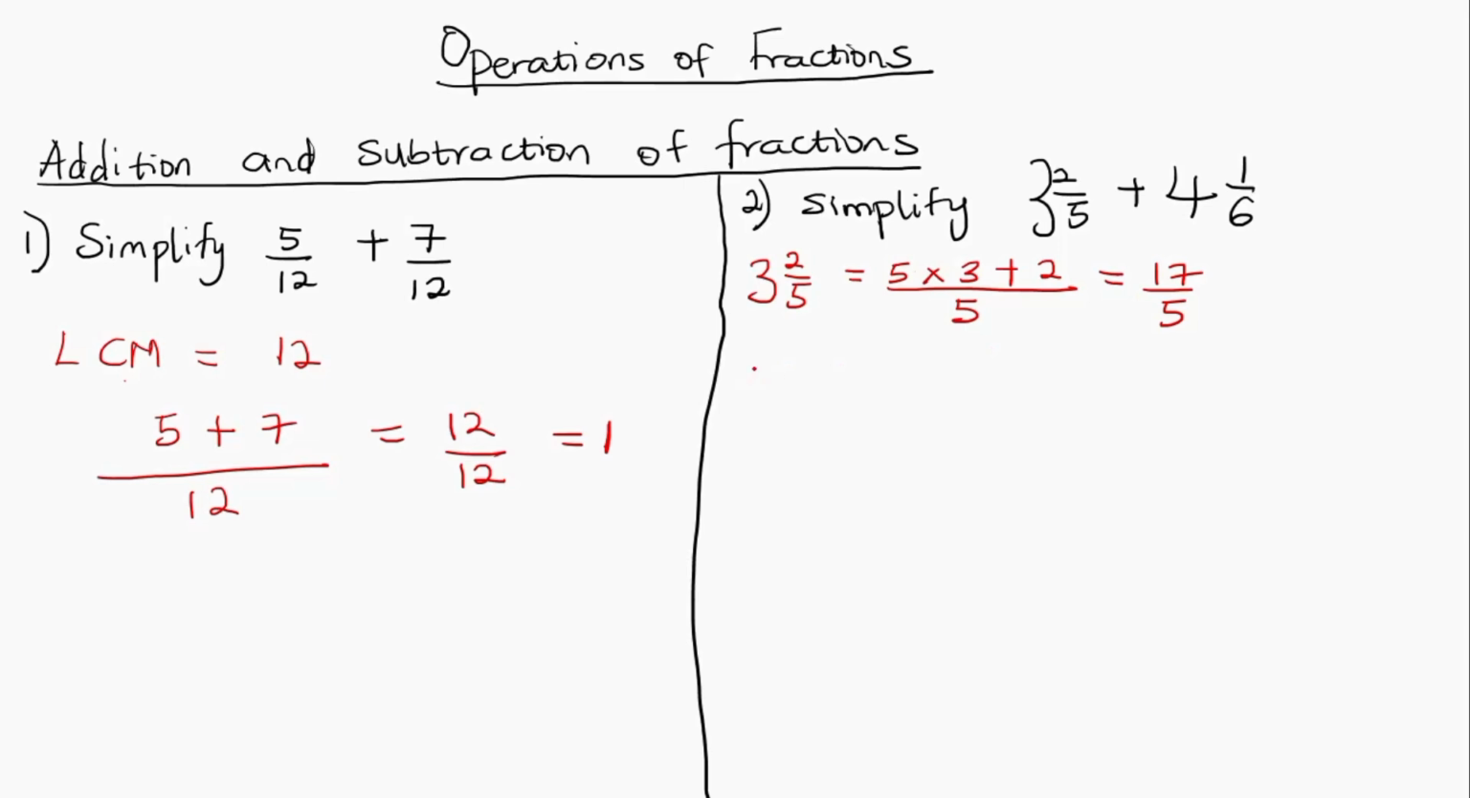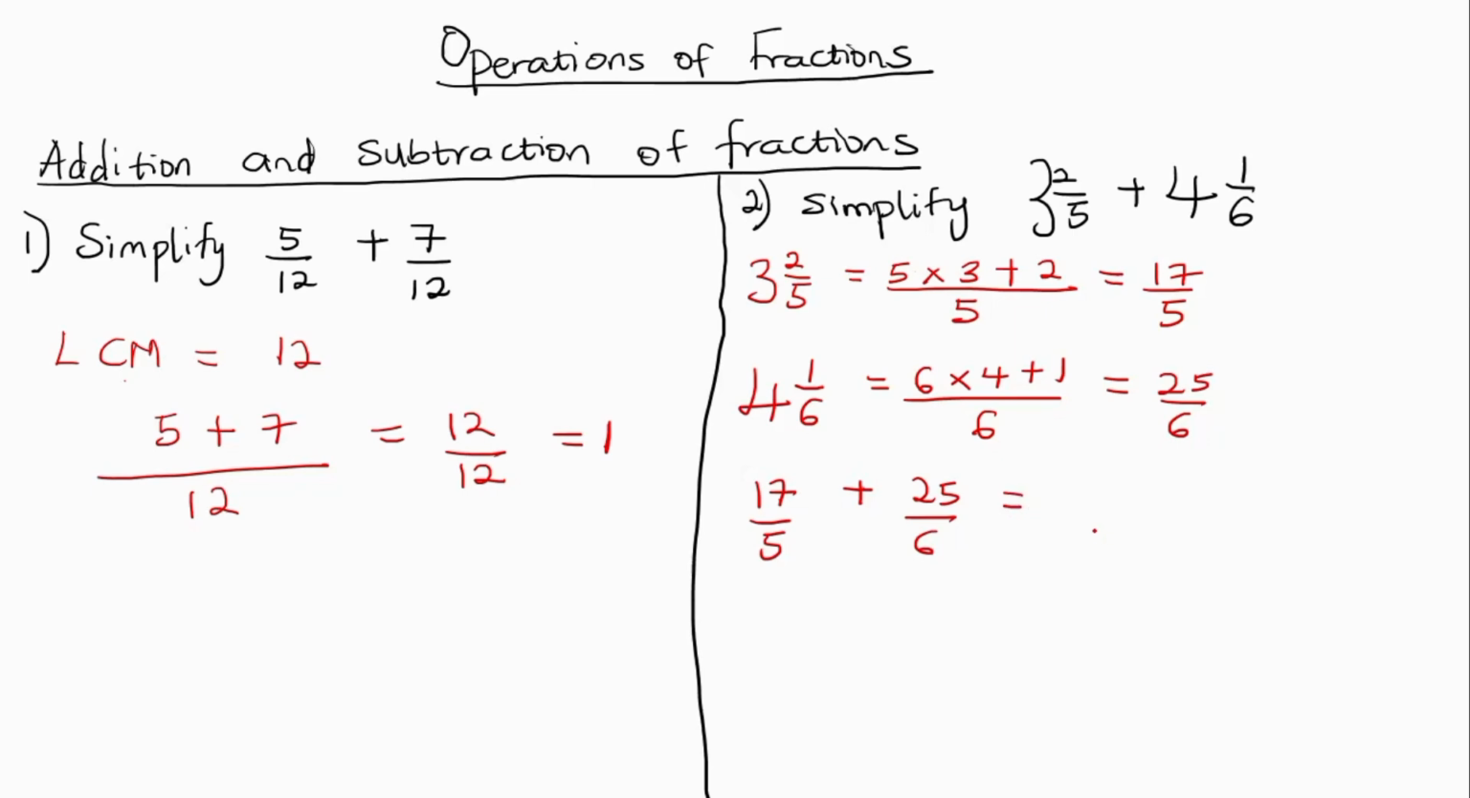Next we have 4 whole number 1 over 6. Doing the same, you multiply the denominator by the whole number, then you add the numerator. So we have 6 times 4 plus 1 over 6. This will give us 6 times 4 is 24, plus 1 is 25 over 6. So we have our improper fractions and we want to simplify. Right here we have 17 over 5 plus 25 over 6.